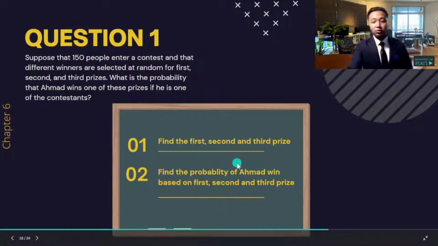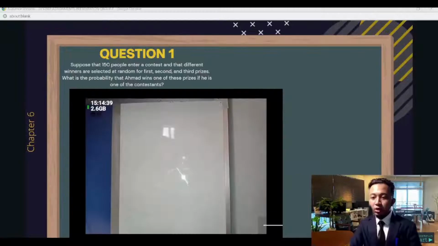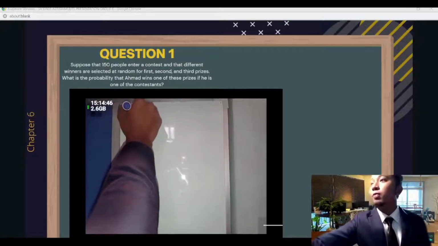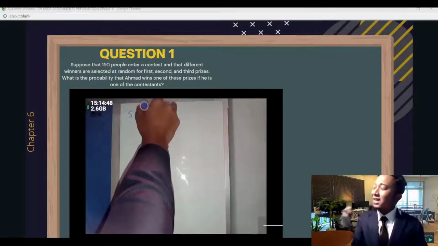So, we have two big steps here. The first step is we need to find the probability of the first prize, second prize, and third prize. And the second step, we need to find the probability of Ahmad winning based on our first, second, and third prize probabilities. So we move to the first big step, which is we need to find the probability of the first prize, second prize, and third prize.